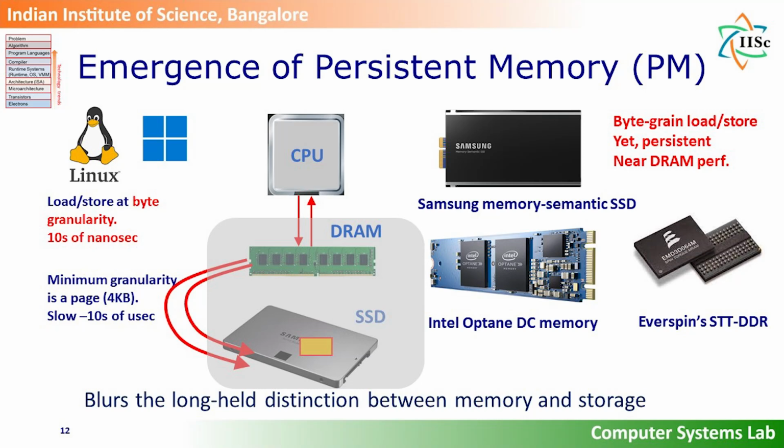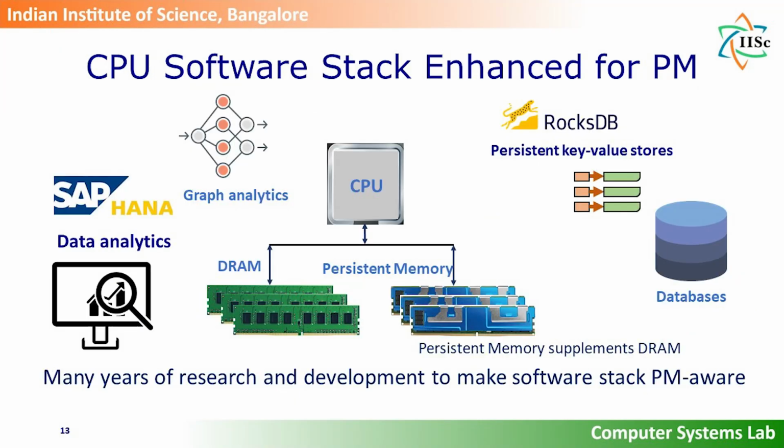There are many examples of such technologies, like Intel's Optane DC memory and Samsung's memory semantic SSD. There are other startups like Everspin's STT-DDR, and so on. Since they blur the long-held distinction between memory and storage, this has also led to quite a bit of change in the software stack for applications that need persistence.